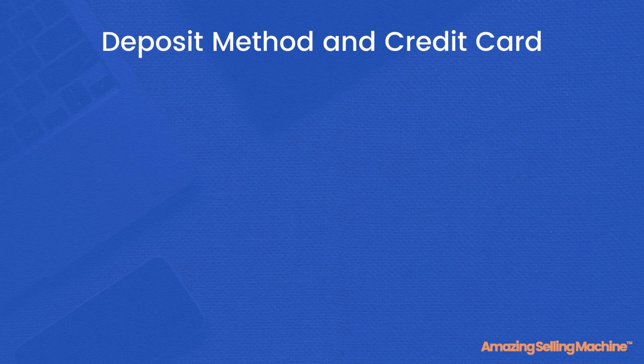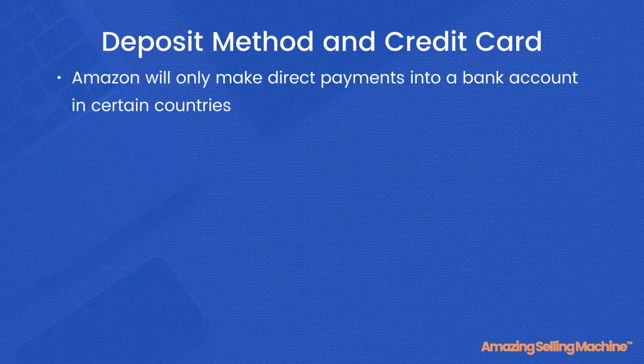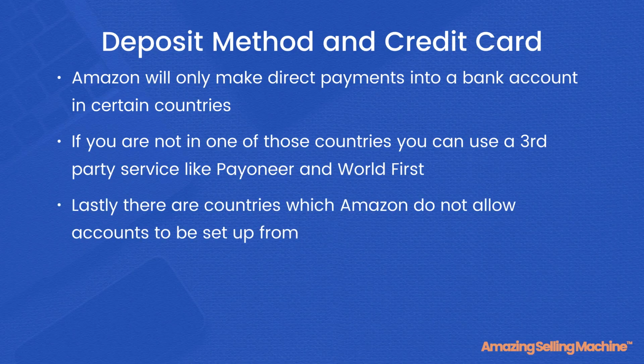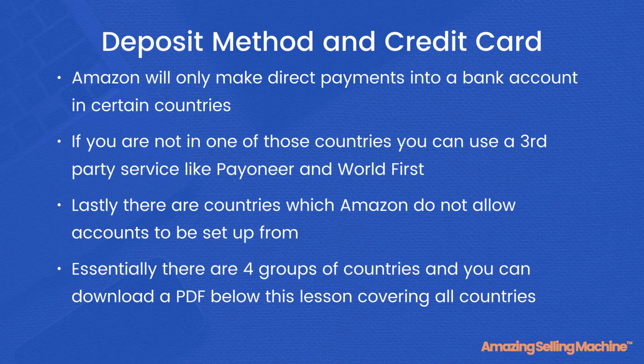Deposit method and credit card. Amazon will only make direct payments into a bank account in certain countries. If you are not in one of those countries, you can use a third-party service like Payoneer and World First. Lastly, there are countries which Amazon do not allow accounts to be set up from. And essentially there are 4 groups of countries, and you can download a PDF below this lesson covering all countries.